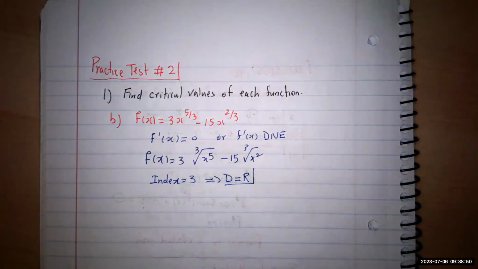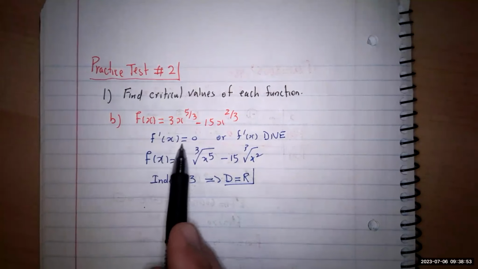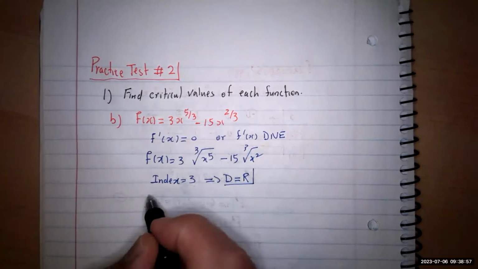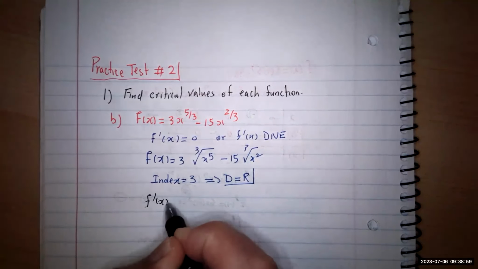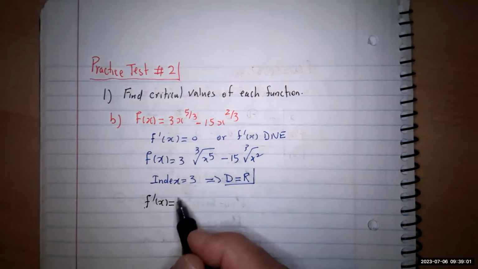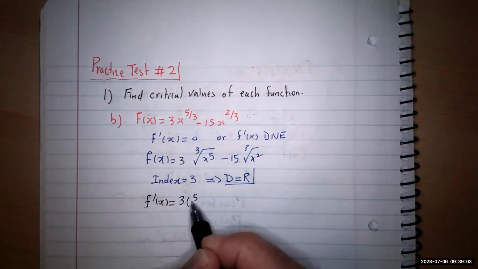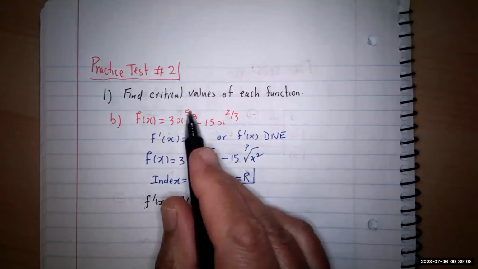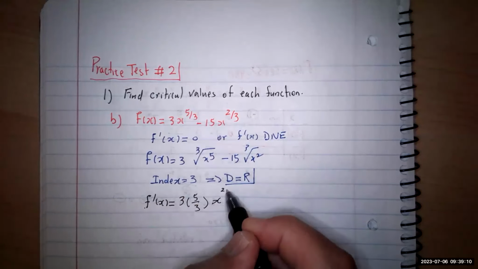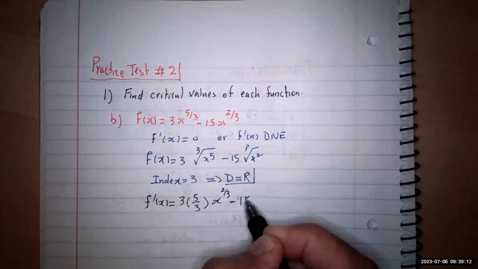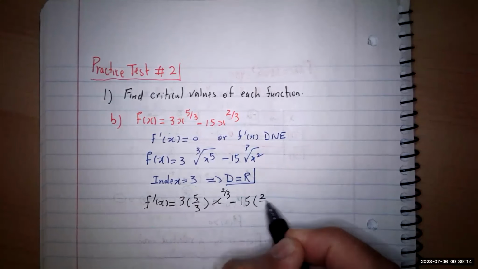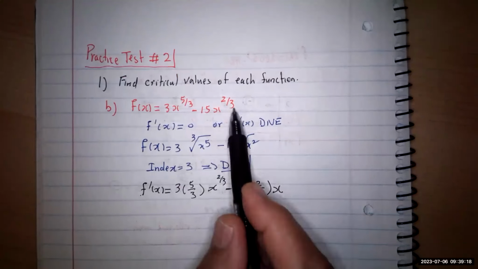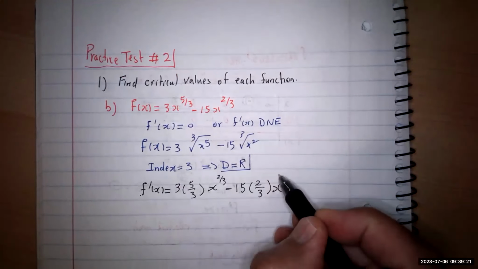Now you are going to check this condition, f prime of x equals 0. Find f prime. So go to the original format and find f prime. Exponent times coefficient is going to be 3 times 5/3, x to the 5/3 minus 1. 5 minus 3 is 2/3. Minus 15 times 2/3, x to the 2/3 minus 1. 2 minus 3 would be negative 1/3.